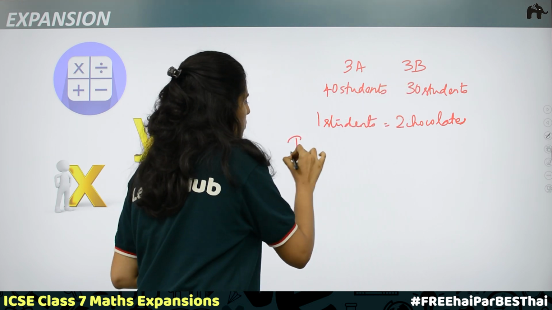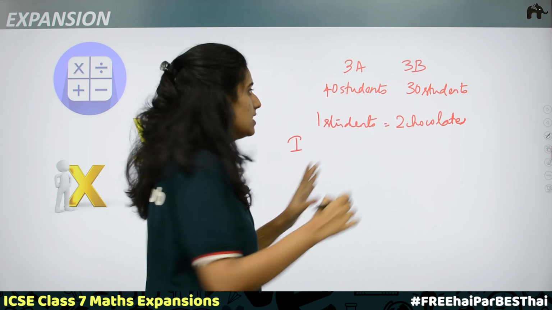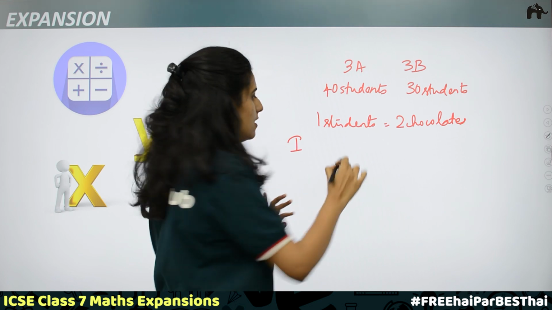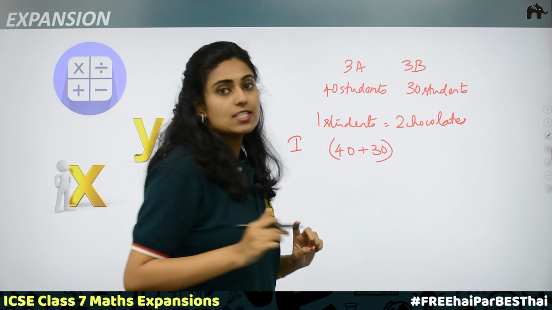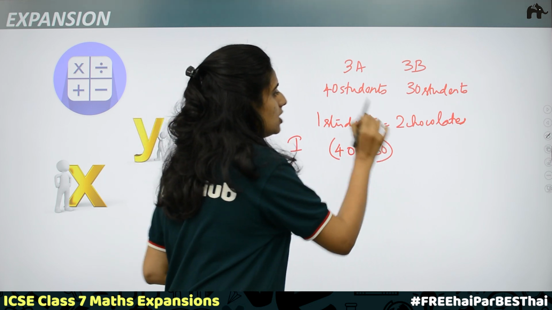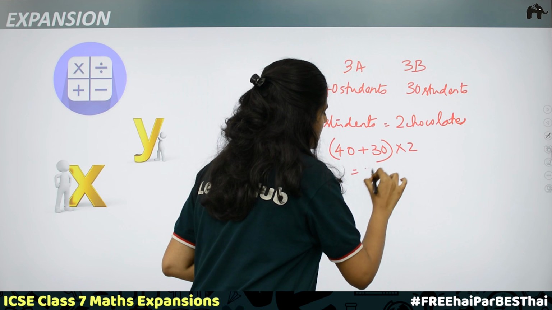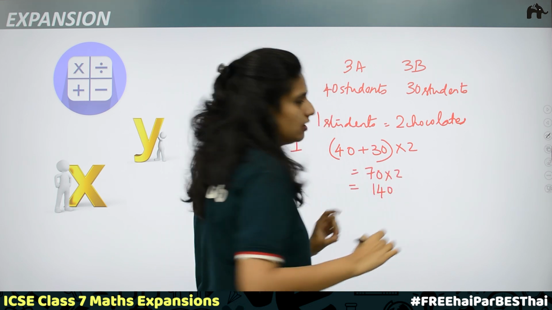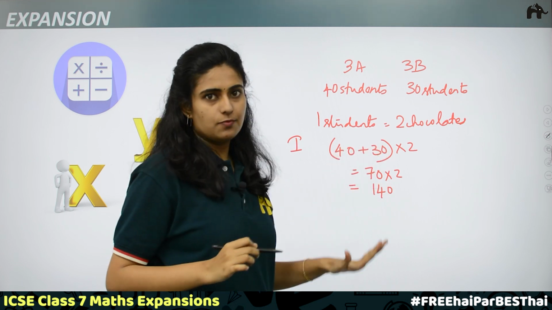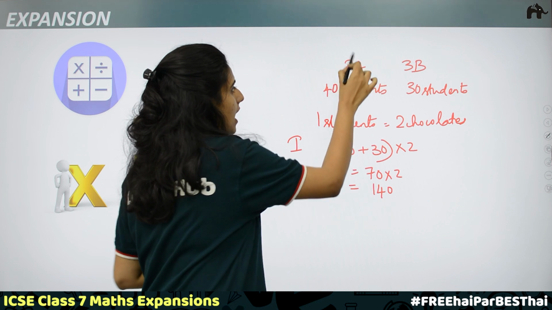So, first thing that you can do is, you will find the total number of students and each student gets 2 chocolates. What is the total number of students here? 40 plus 30 gives us the total number of students. And each student gets 2 chocolates. So, 70 into 2 is equal to 140. So, this is one way you can find.